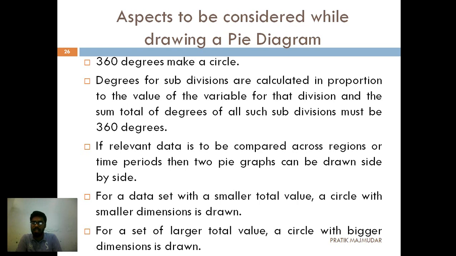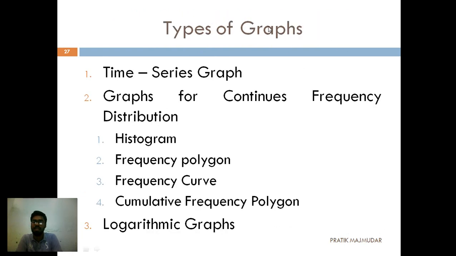Now next topic is types of graph. So basically we have seen the definition of graph. Basically the graphs are divided into three parts. One is time series graph, second is graphs for continuous frequency distribution, and third one is logarithmic graphs. The second part is again divided into four different parts: histogram, frequency polygon, frequency curve and cumulative frequency polygon. You just have to remember the names of the different types of diagram. This can be asked as a 2 marks question in many board examinations, so you have to just remember this.